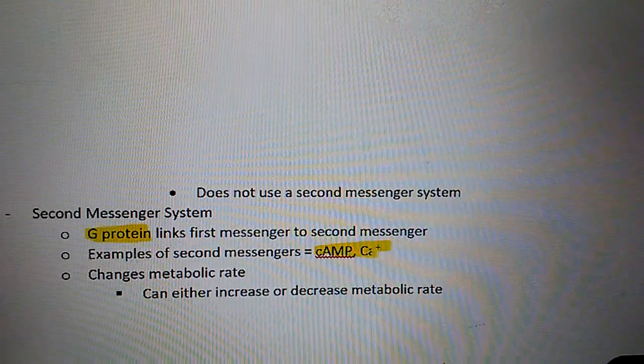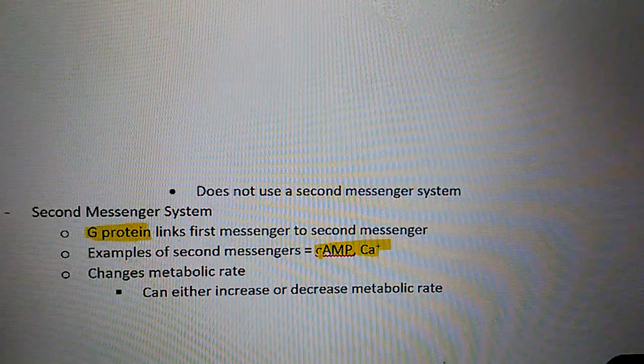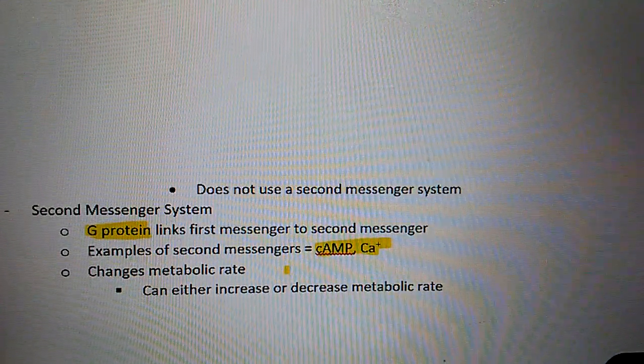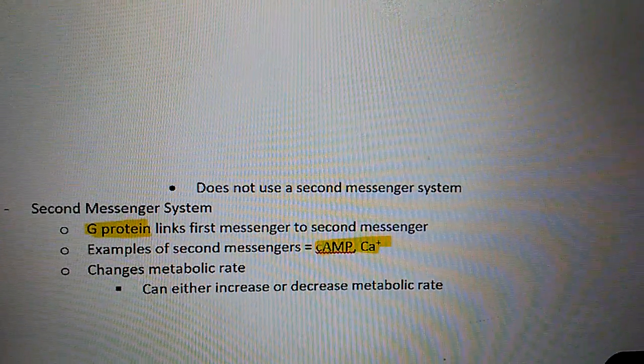What are some examples of second messengers? Cyclic AMP and calcium. What links the first messenger with second messenger? G protein.